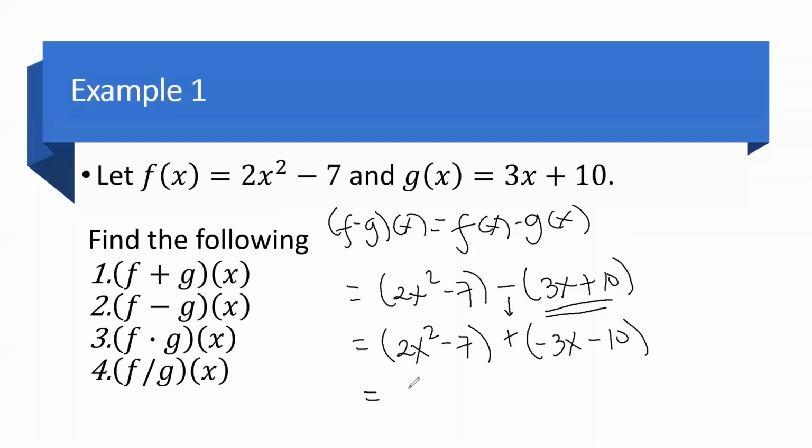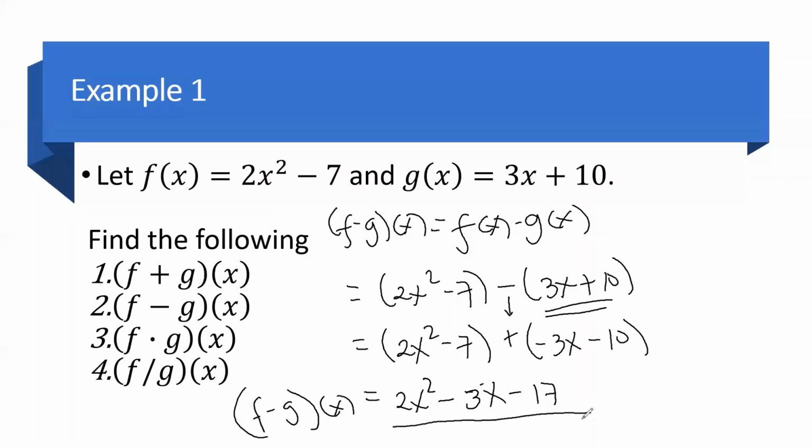So you're going to do this for subtraction. Combine like terms. So we just copy again 2x squared. Same with the negative 3x. Then combine negative 7 and negative 10, so we have negative 17. So f minus g of x is equal to 2x squared minus 3x minus 17.